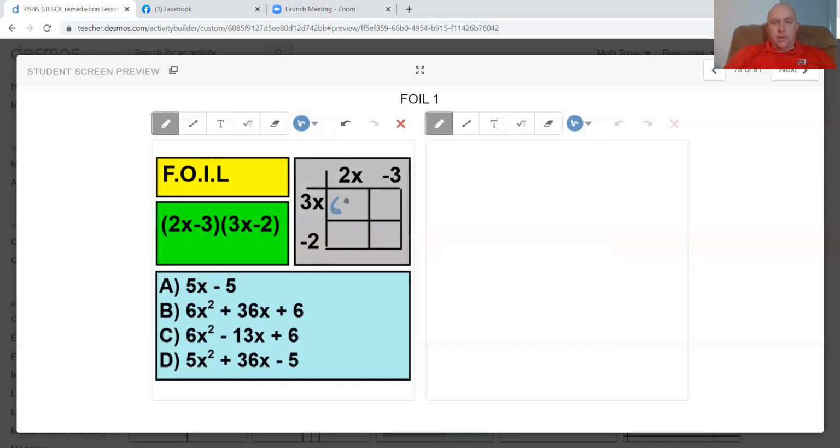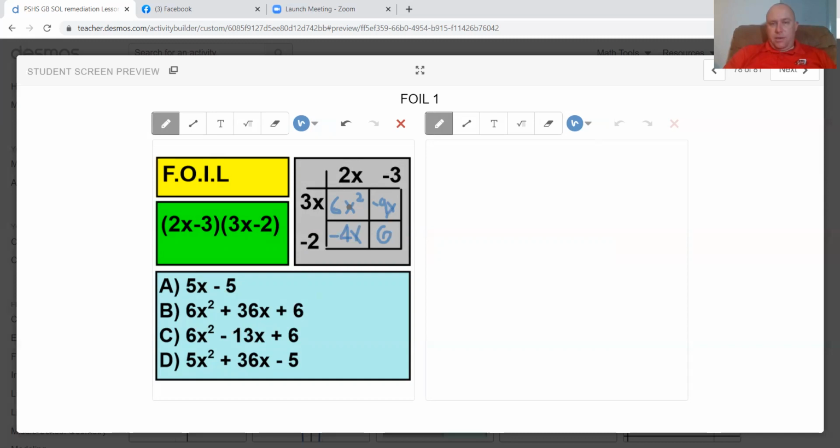Numbers first. 3 times 2 is 6. x times x is x squared. And remember, you often get x squared in this top corner here. 3 times negative 3 is negative 9 with an x. Negative 2 times 2 is negative 4 with an x. And negative 2 times negative 3 is 6.